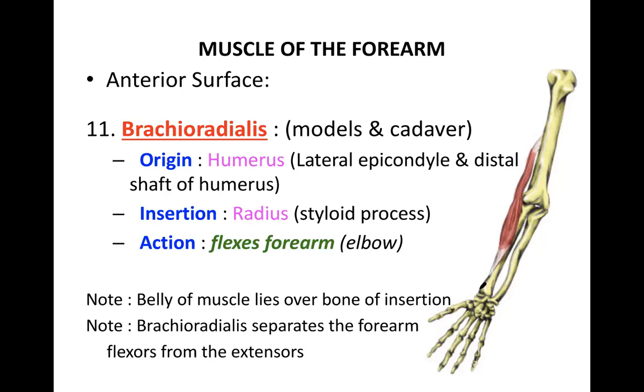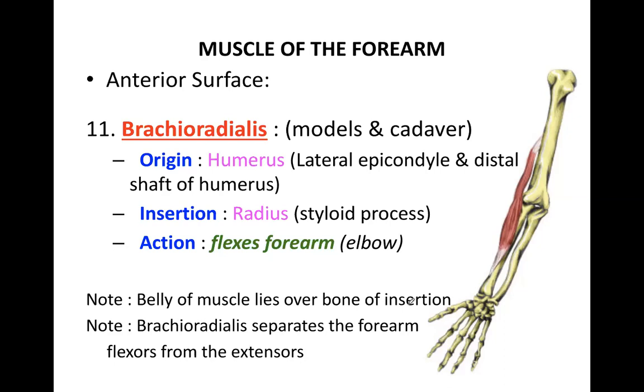When you look at your forearm, if you have your hand in a supinated position, the lateral aspect of your forearm has a nice rounded prominence, and that's really the prominence produced by the brachioradialis. Right, and so I have here two notes. The belly of the muscle lies over the bone of insertion. In most cases, the belly of the muscle lies over the bone of origin. The belly of the muscles are typically more proximal, but in this case, the belly of the muscle tends to be a little bit more distal.